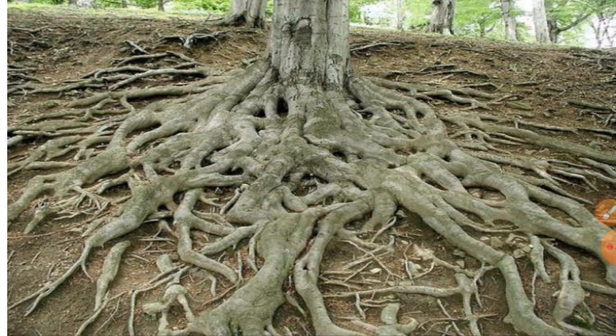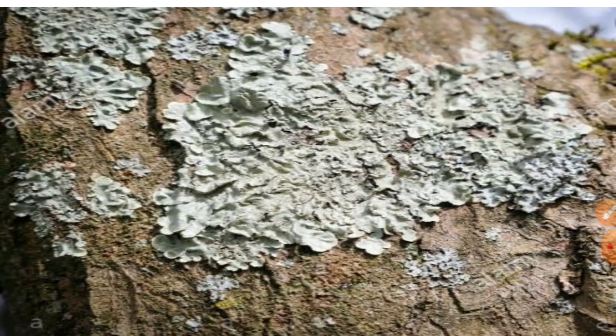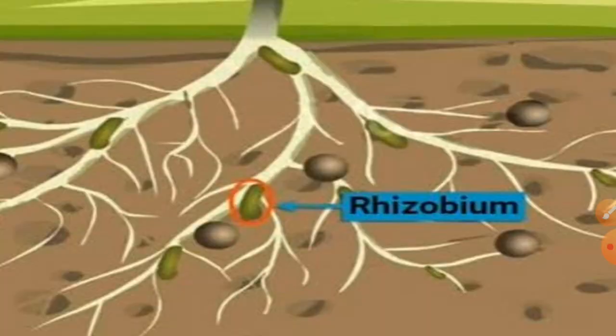Sometimes an organism that contains chlorophyll, such as algae, lives in association with a fungus, and together they are called lichens. In this association, the algae provide food and nutrition to the fungus, while the fungus provides water, minerals and shelter to the algae.